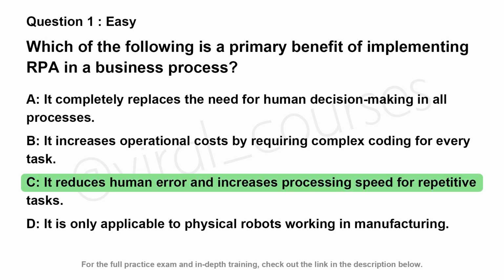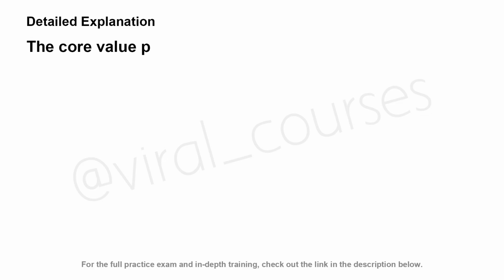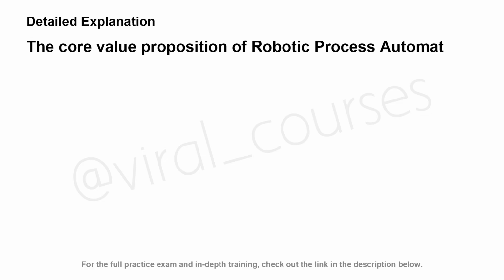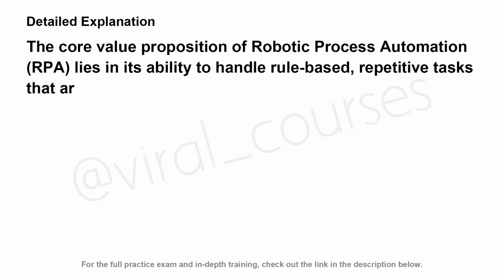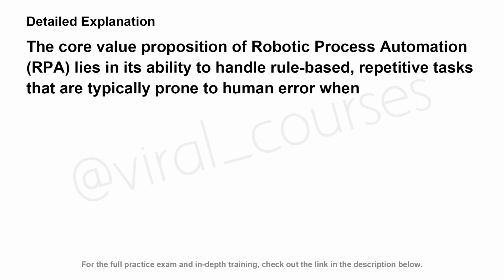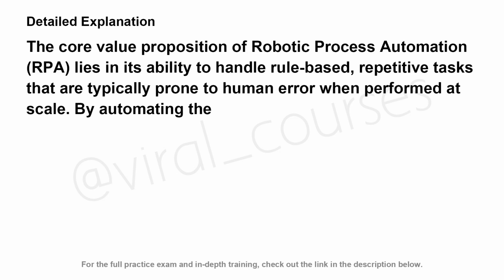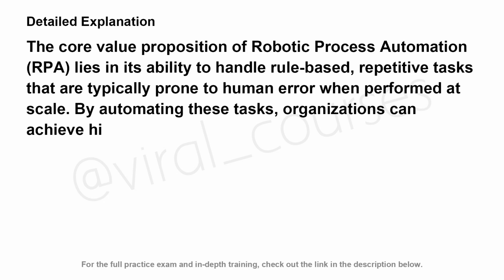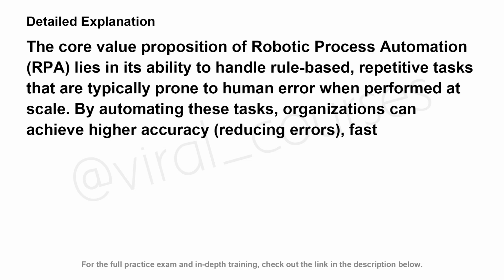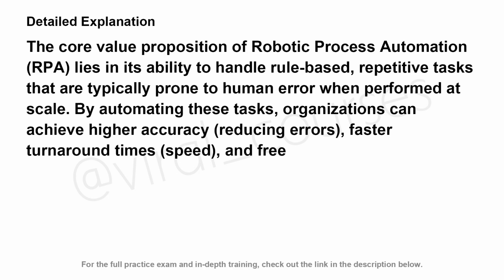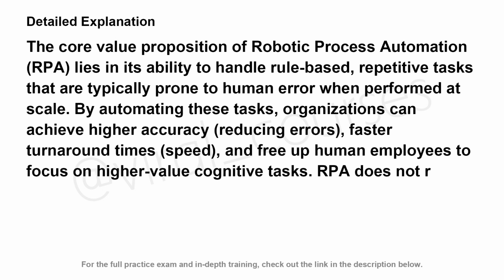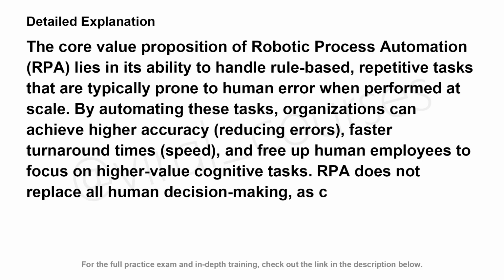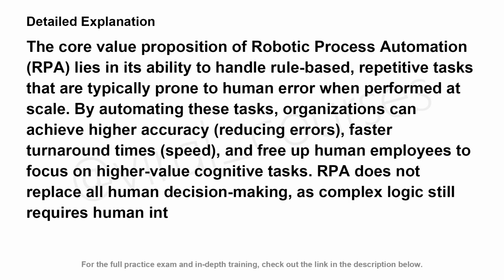The correct answer is C. The core value proposition of Robotic Process Automation, RPA, lies in its ability to handle rule-based, repetitive tasks that are typically prone to human error when performed at scale. By automating these tasks, organizations can achieve higher accuracy, reducing errors, faster turnaround times, speed, and free up human employees to focus on higher-value cognitive tasks. RPA does not replace all human decision-making, as complex logic still requires human intervention. Human in the loop.